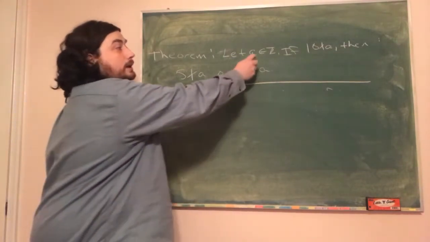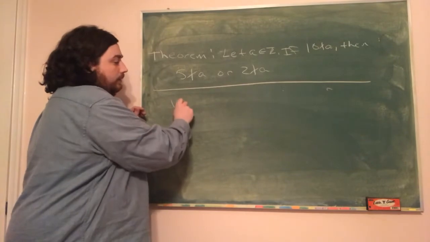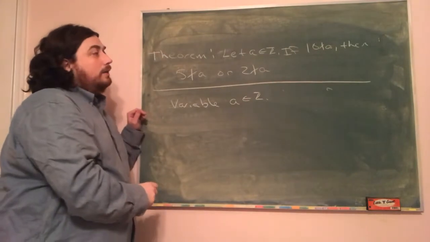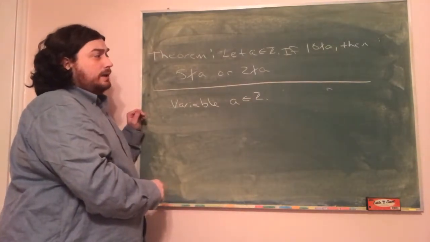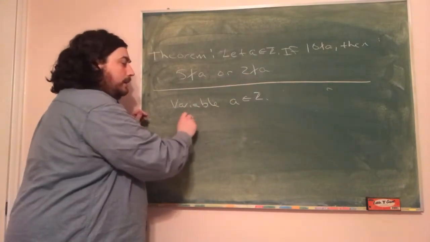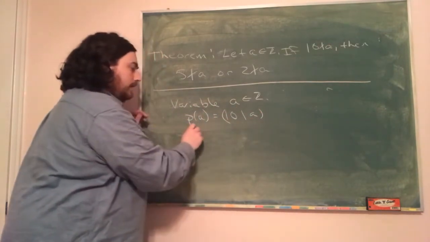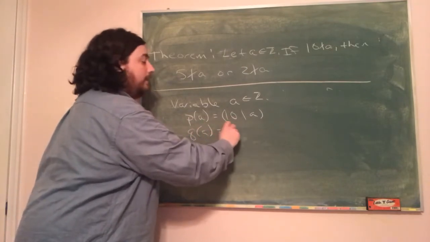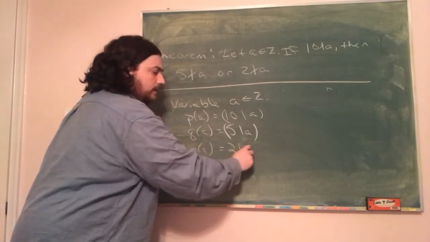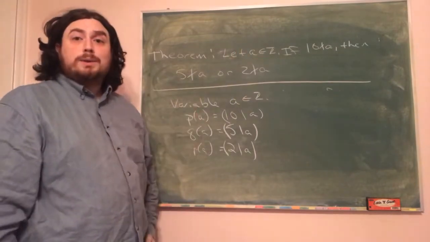So in this case, a is my variable. So I'm going to say for a is an integer, so variable a is in Z. Then what I have are the statements 10 does not divide a, 5 does not divide a, and 2 does not divide a. And so actually I'm going to write P of a is 10 does divide a, and Q of a is 5 does divide a, and R of a will be 2 does divide a. And so what I want to do is connect these statements using my connectives so that I get out this original theorem.